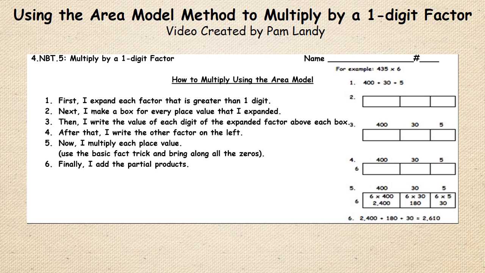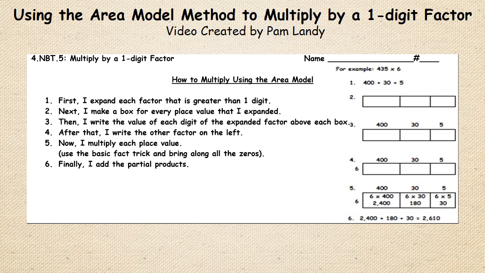Then I would multiply 6 times 30. I would use my basic fact trick, 6 times 3 equals 18, and I would bring along the 1 zero, so it would equal 180. And lastly, I would multiply 6 times 5, which is just a basic fact, and we all know that equals 30. Even though the helping chart does not show it, at this step, you may circle the partial products to stay focused for your final step in this model.